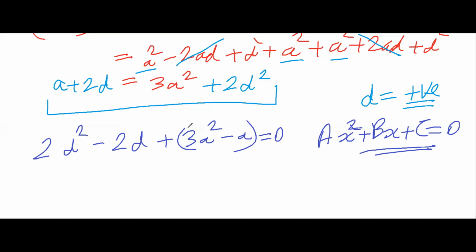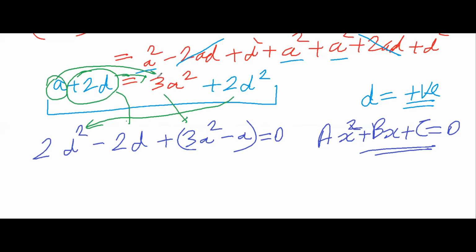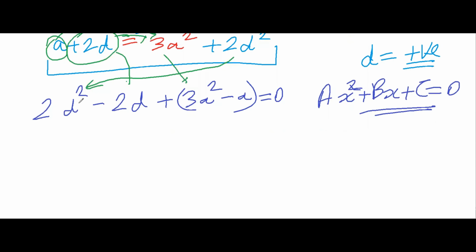0। ये कैसे आया? ये 2D square यहां से आया, ये जो प्लस 2D था इसको मैंने ट्रांसपोज किया वहां पर, तो ये माइनस 2D यहां से आ गया। फिर 3A² यहां आ गया, फिर ये जो A था इसको वापस ट्रांसपोज किया यहां पर, तो क्या हो गया, माइनस A हो गया, तो वो माइनस A यहां हुआ। तो ये क्वाड्रेटिक इक्वेशन के फॉर्म में आ गया। Whenever we have a quadratic equation, we can find the value of D. How can you find the value of D?